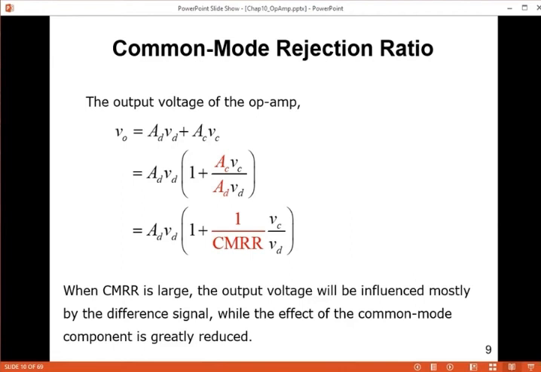Okay, so basically, because CMRR is in the bottom of the equation, when CMRR is large, the output voltage will be influenced mostly by the differential signal, VD, while the effect of the common mode component is greatly reduced.